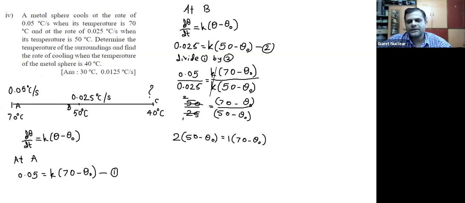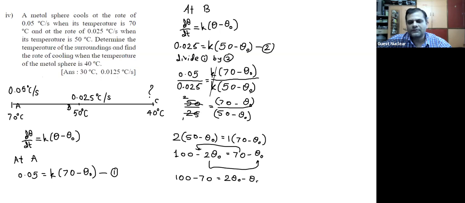Okay, so if you just expand this bracket, you can get it as 100 minus 2 times theta naught, which must be equal to 70 minus theta naught. And if we take this minus 2 theta naught to this side, and shift this 70 to that side, then we can get in the next step, that is 100 minus 70, it should be equal to 2 theta naught minus theta naught. ये जो 2 माइनस 2 थीटा नॉट था वो उस तरफ जाके प्लस 2 थीटा नॉट हो गया, इसलिए वहां पे 2 थीटा नॉट माइनस थीटा नॉट, मतलब थीटा नॉट ही बचेगा यहाँ पे, तो यहाँ पे बचा थीटा नॉट और उस तरफ बच रहा है 30.